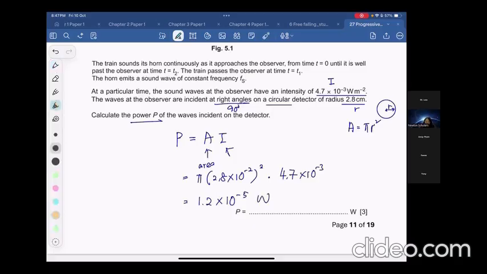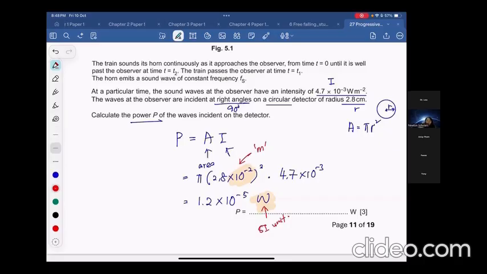Is that clear? This one in watt is an SI unit. That's why you also need to convert this into meter. Is that clear? SI unit. Is that clear? If okay, then we go to the next page. Anybody? Yes. Okay, so we go to your page number 3, question number 4.